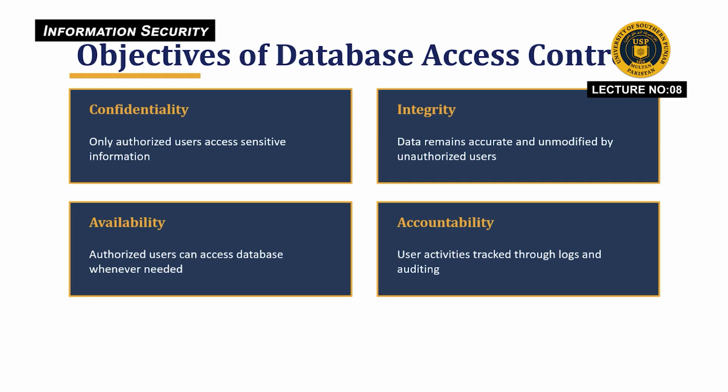The fourth one is accountability. Accountability means tracking user activities. The system records login attempts, data changes, and failed access attempts. This helps identify who performed certain actions. For example, if marks are changed illegally, logs help identify the responsible user.